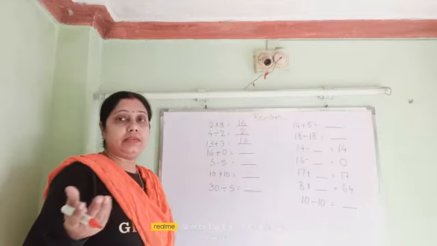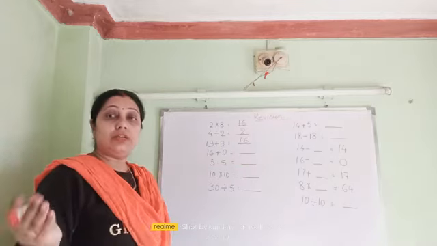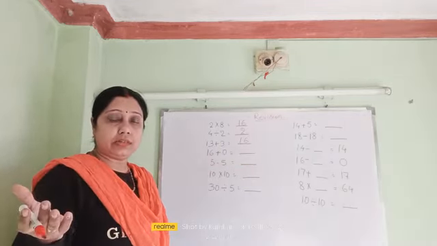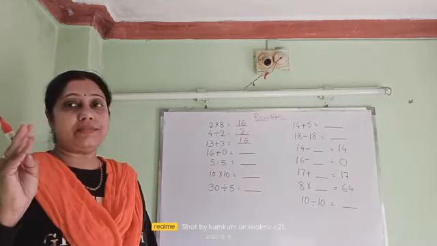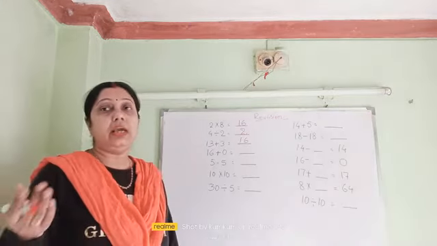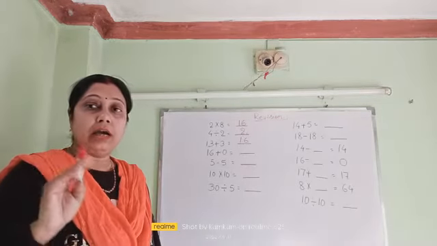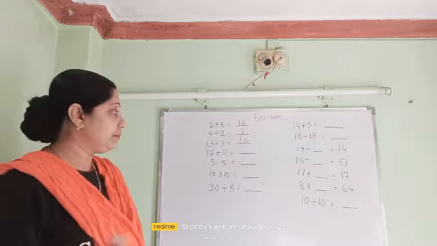If any number is given like 21 plus 3, then after 21: 22, 23, 24. If 33 is given, after 33, 3 more: 34, 35, 36. I am giving 3 for example. It may be 4, it may be 2, it may be 5, whatever. So count after the given number.